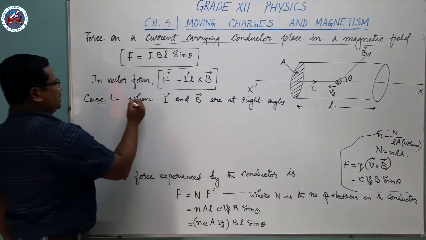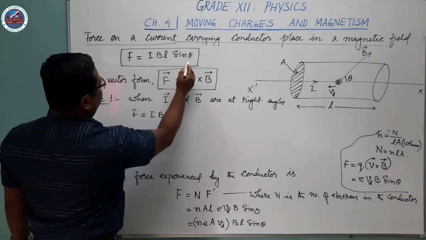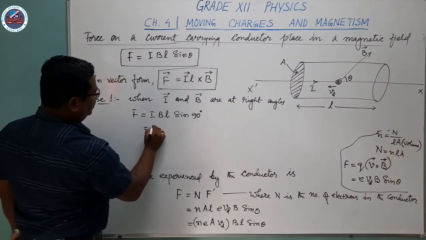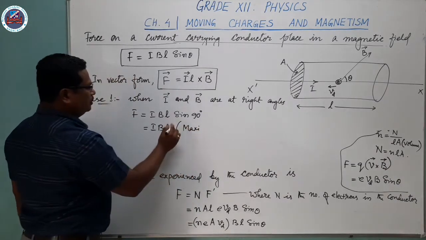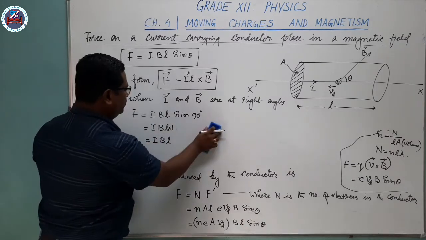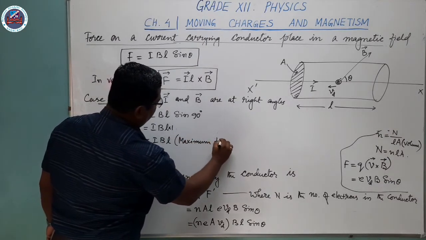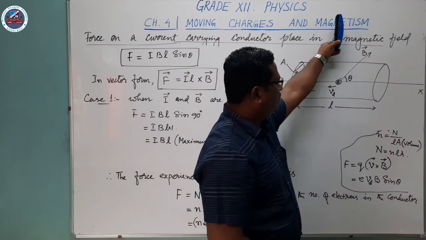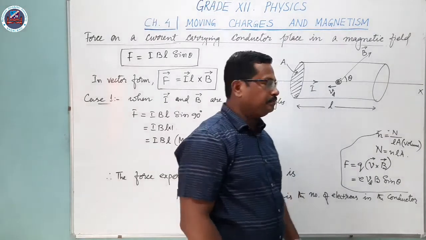In that case, you get F is equal to I B L sin theta, sin 90 degree. The angle theta is 90 degree, then it will be I B L, you will get maximum force. Sin 90 is equal to 1. So we write it as I B L, then we'll get a maximum force. That means if I allow the magnetic field to pass perpendicularly like this to the direction of current, then the force experienced by the conductor will be maximum.